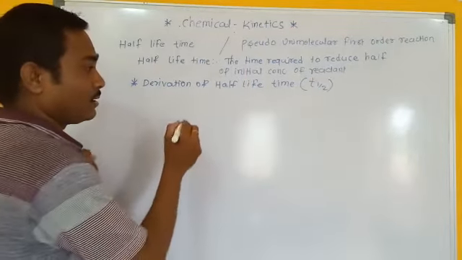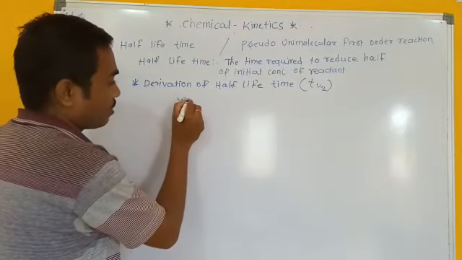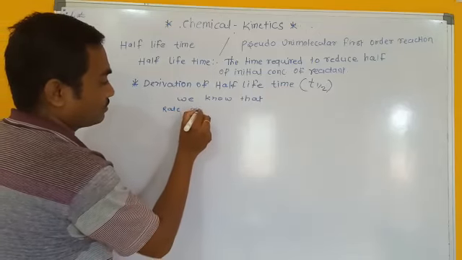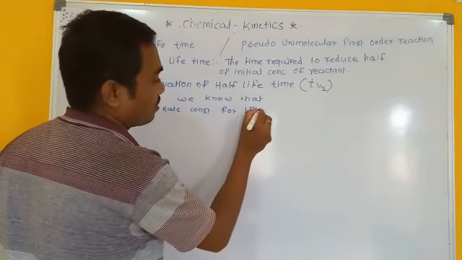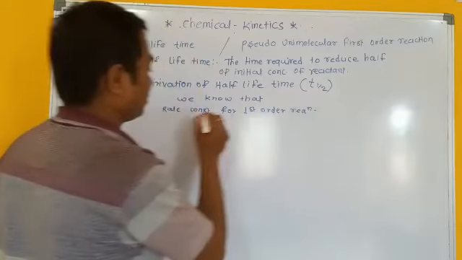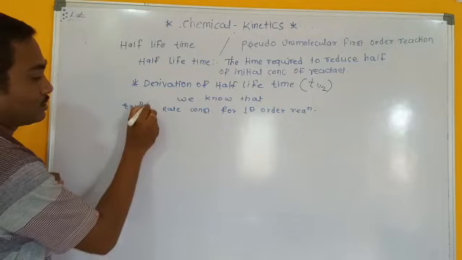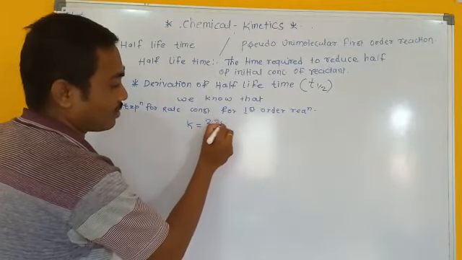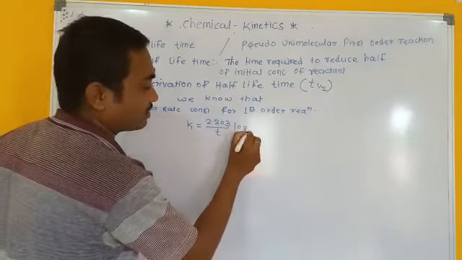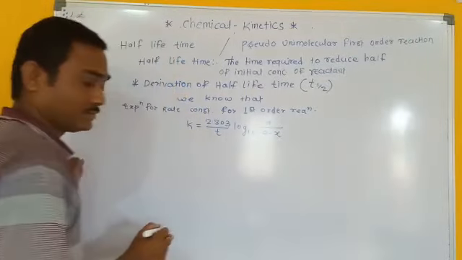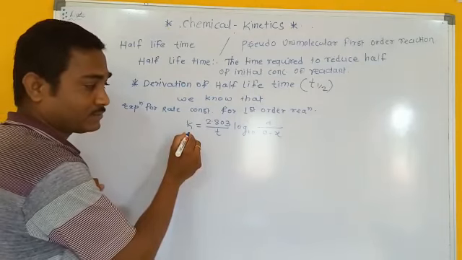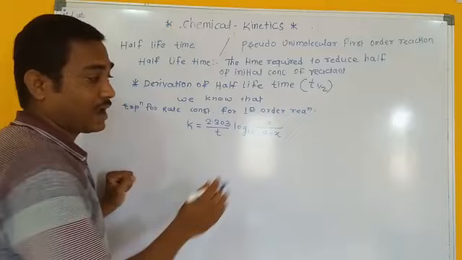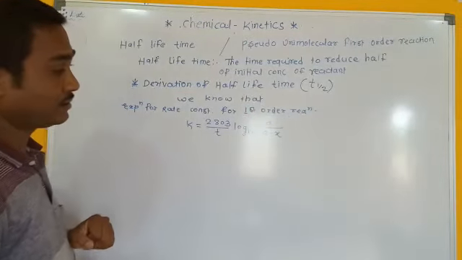We know the expression for the rate constant of a first order reaction: K is equal to 2.303 divided by T log to the base 10 A by A minus X, where K is the rate constant of the first order reaction, T is the time required for completion of the reaction, A is the initial concentration of reactant, and A minus X is the concentration of reactant after time T.